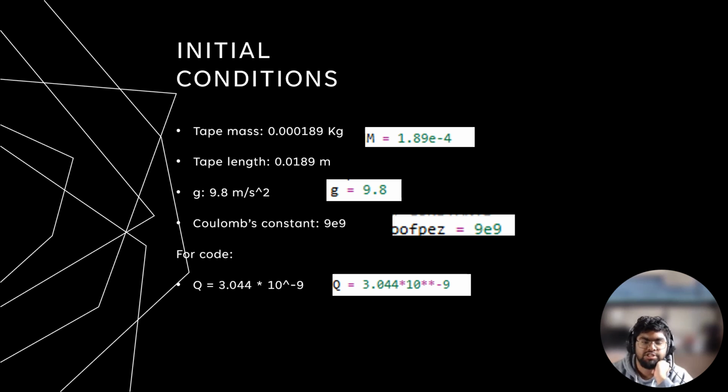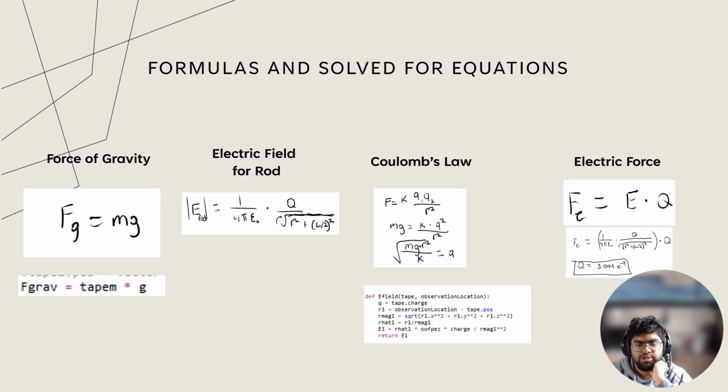Some of our initial conditions: you can see the tape mass, the tape length, g, Coulomb's constant, and Q, which is the charge. Here are the equations we use to get Q. So force of gravity is going to equal mg, which is also going to equal the electric force. The electric field for the rod is going to be this equation right here: k times Q over r times the square root of r squared plus (L over 2) squared.